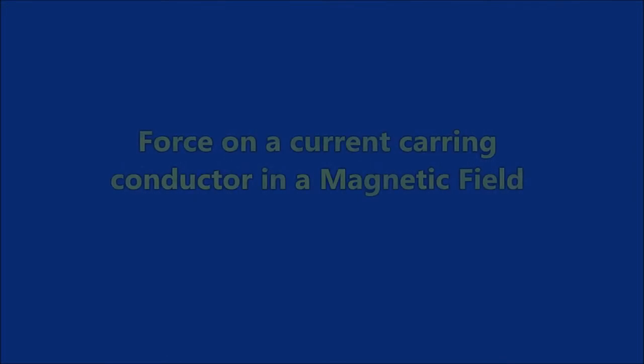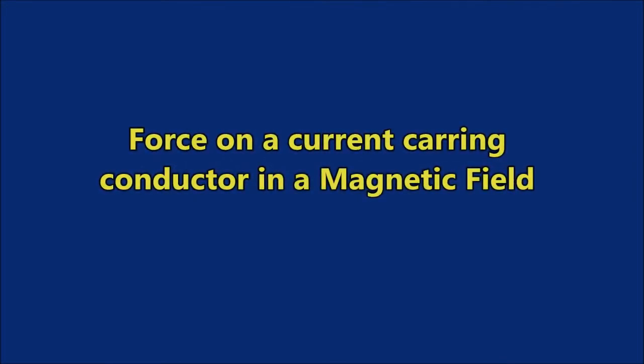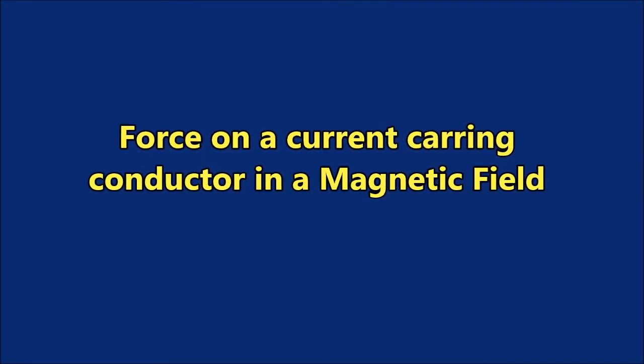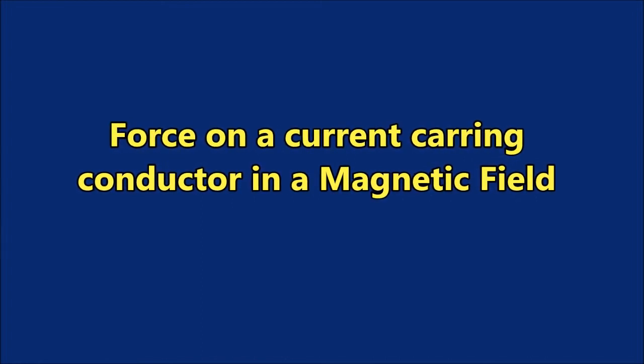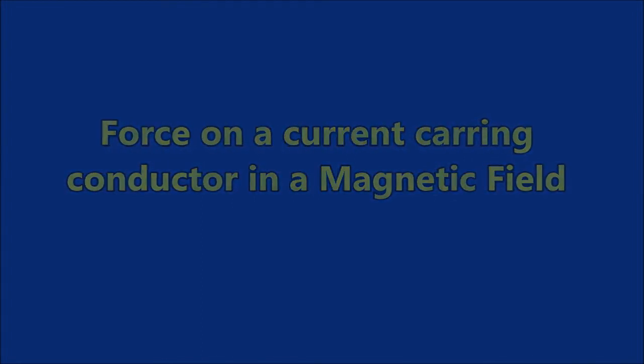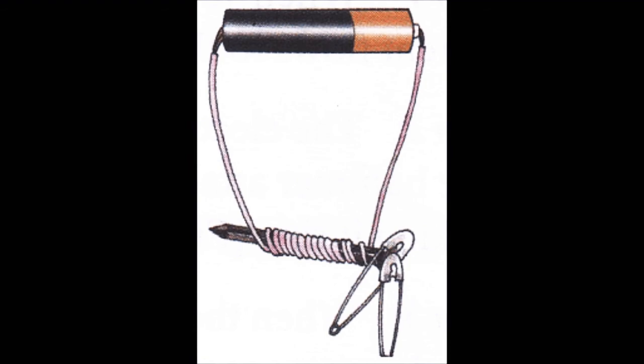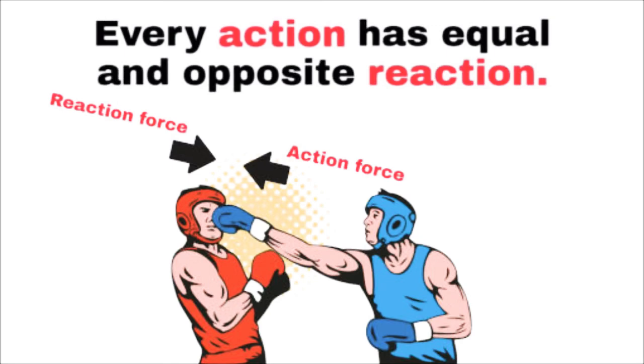Now let us see what the force is on a current carrying conductor in a magnetic field. We learned that electric current flowing through a conductor produces a magnetic field. Similarly, a magnetic field must also exert an equal and opposite force on the current carrying conductor.